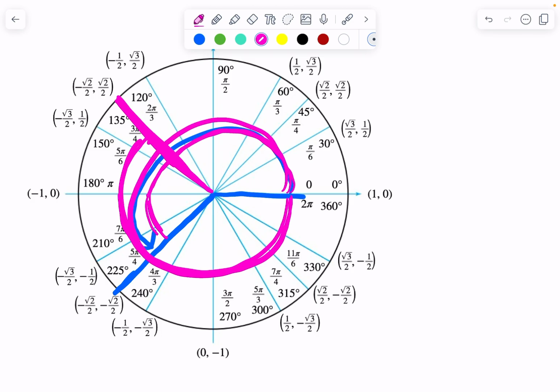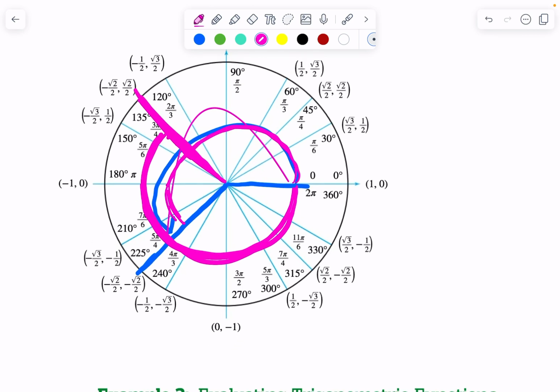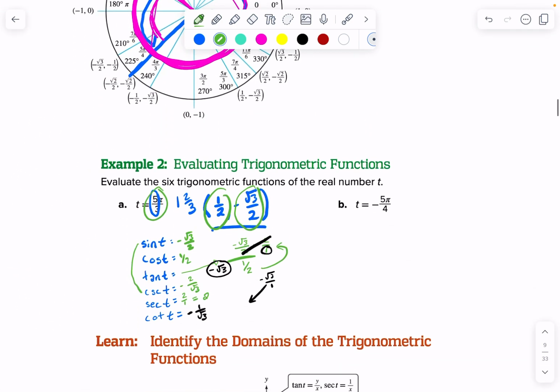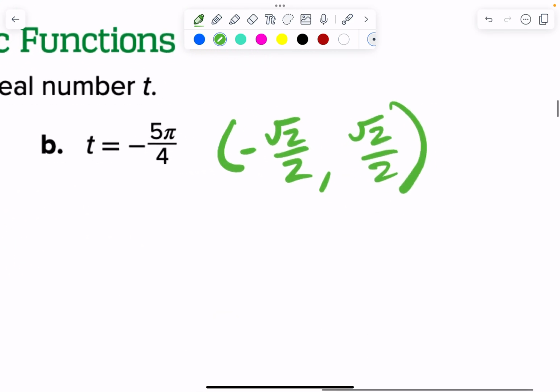So 225 is positive this way. Negative would be the same, but going clockwise, okay? Instead of counterclockwise. So hopefully that made sense to you. The negative square root of 2 over 2 and positive square root of 2 over 2, that is the coordinate for him. So negative square root of 2 over 2, comma, positive square root of 2 over 2. Okay, that is that.